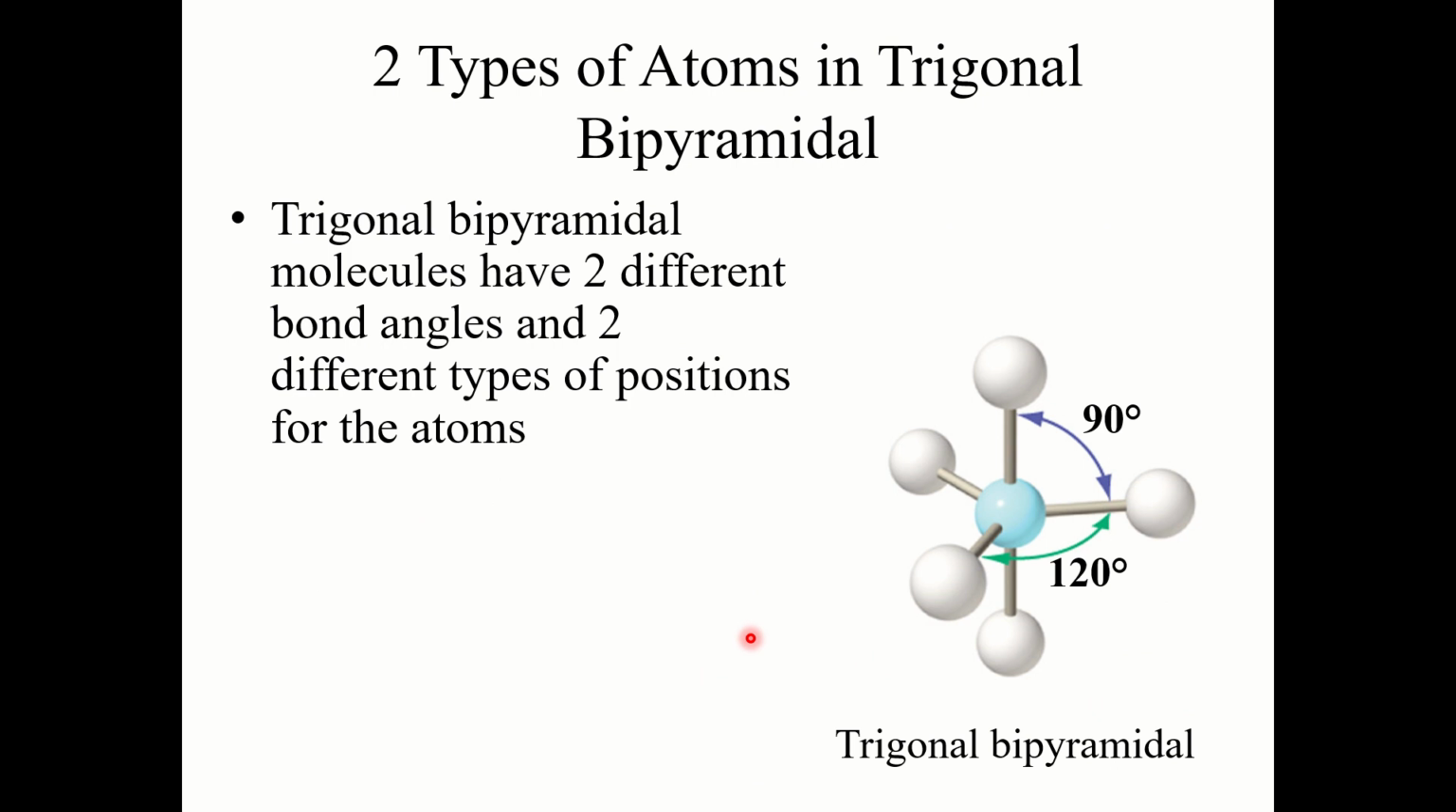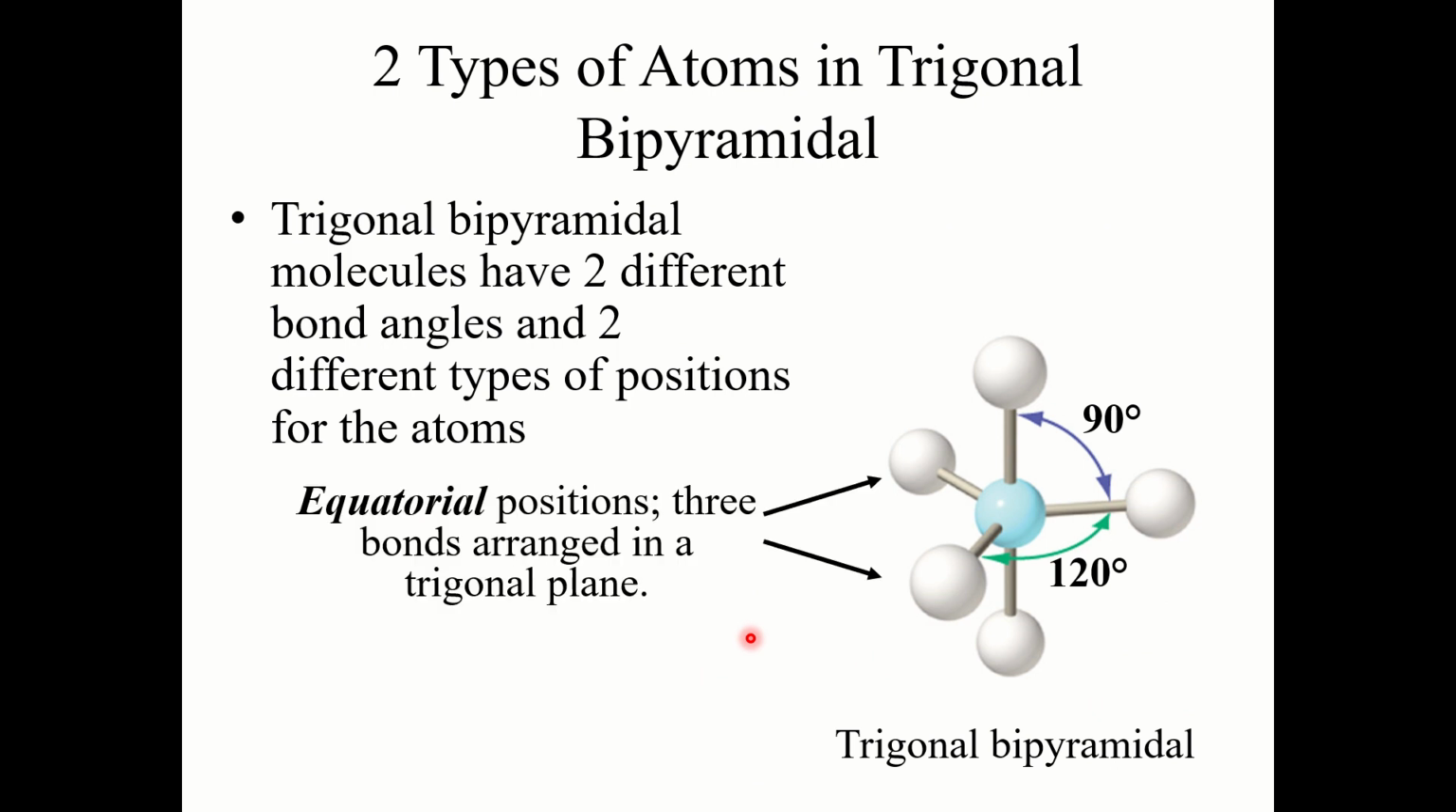Now I do want to highlight that thing we noticed with trigonal bipyramidal. There are 2 different types of angles because there are 2 different positions. So these right here are called the equatorial positions. I like to think of them, they're on the equator. They are right in the center. So these are the equatorial positions.